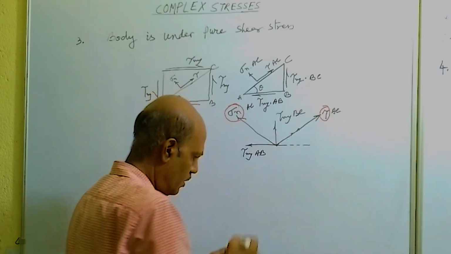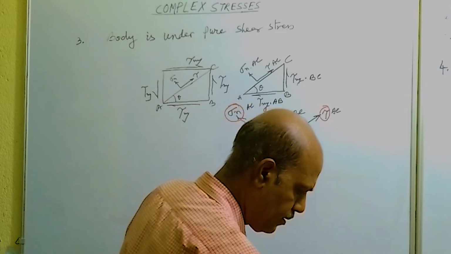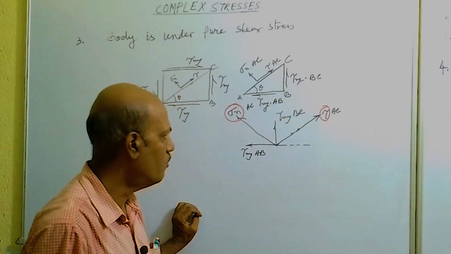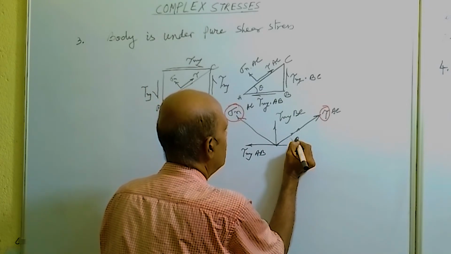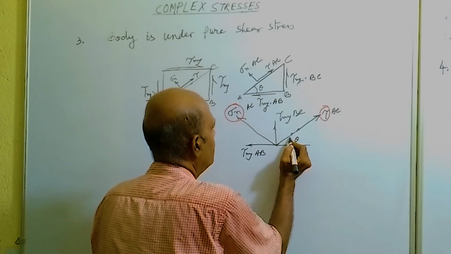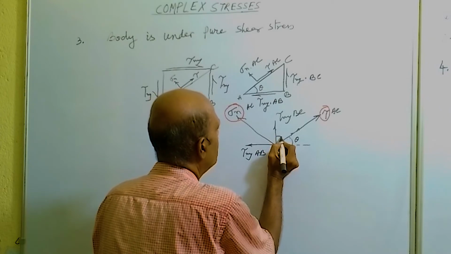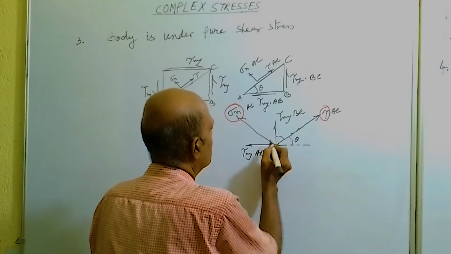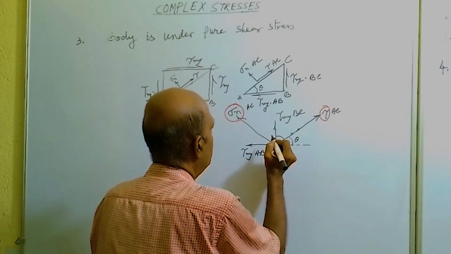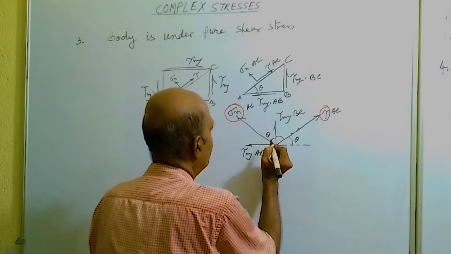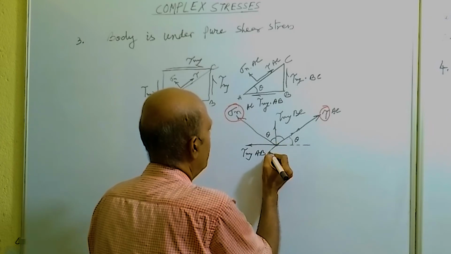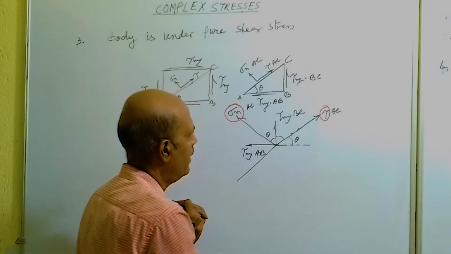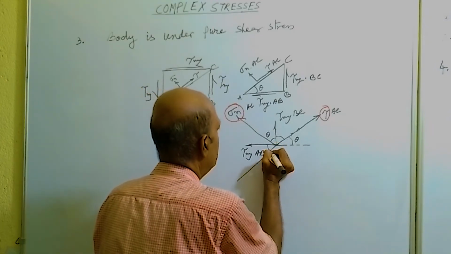So we will not disturb these two, and the rest two forces we will resolve into two components. Now this angle, we know this is the theta angle, same angle. So this angle will be 90 minus theta. So this angle will be theta. And if we draw this, extend this line, so this angle also will be theta.